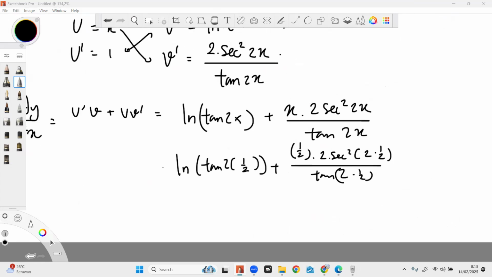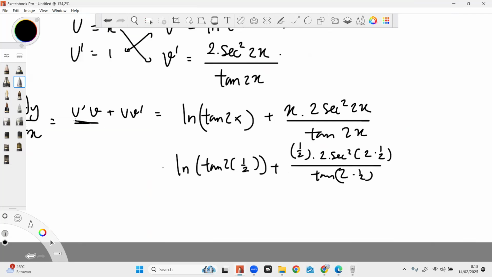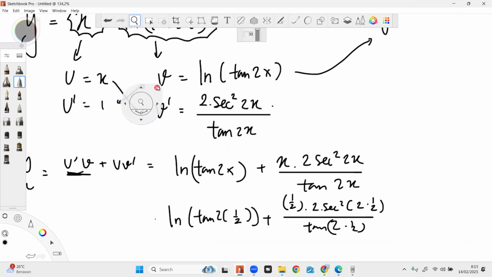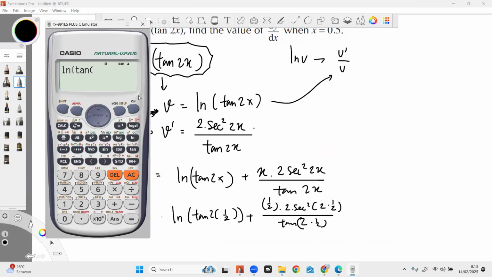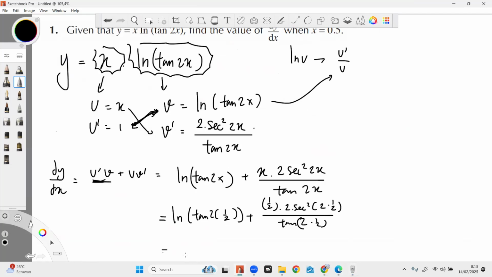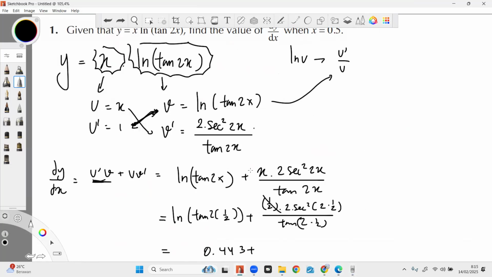Okay. Now you can do it in an easier way. Here, this is U' and V, because the V is here. Okay? Go. Calculate. Tan half, tan 1, right? 0.44. I'm not trusting my calculator too much. So we have to put this 0.443 plus half times 2 is 1, right? You can cross out.